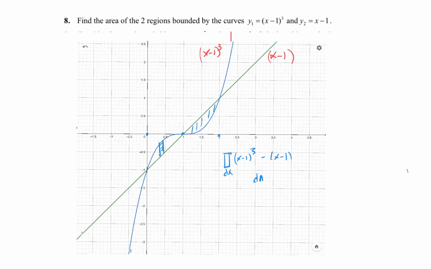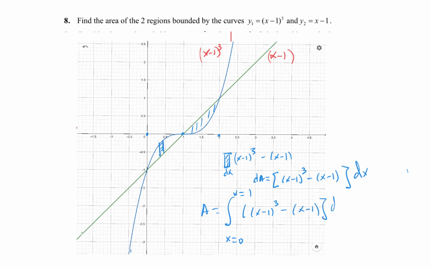So the small area that is here is the height times the width, ((x − 1)³ − (x − 1)) multiplied by dx. So the total area A, the total area from x equals 0 to x equals 1 of the top function minus the bottom function, ((x − 1)³ − (x − 1)) dx. This is this area.